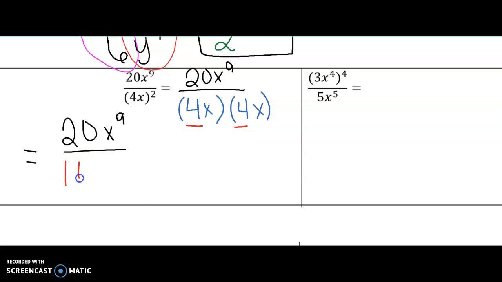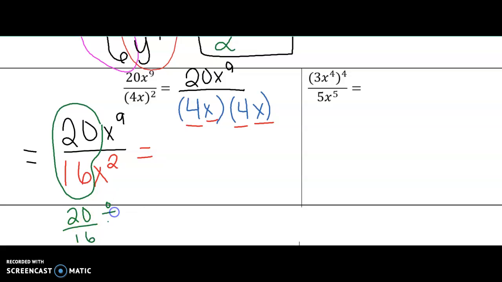So 4 times 4 is 16. X times x is x squared. And now I have to simplify. 20 and 16. This one's a little bit easier for me to simplify, so I'm going to try to do this one in my head. I'm going to show you my steps here. I can divide both of those by 4. So 20 divided by 4 is 5. 16 divided by 4 is 4. So that's 5 over 4.